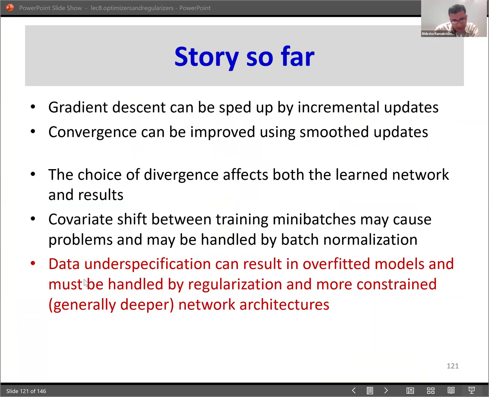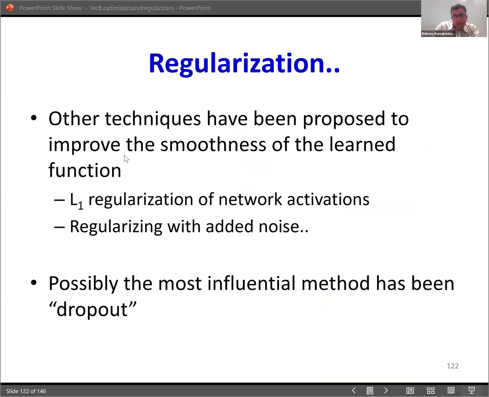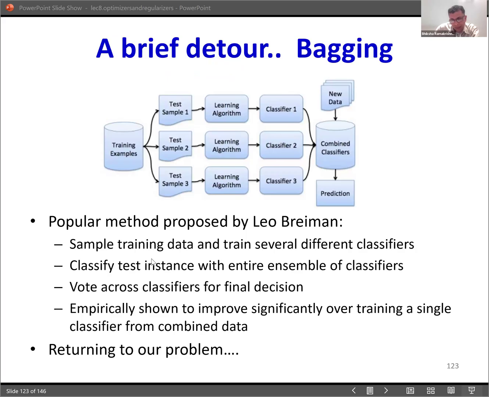So to add to our lessons, data under-specification can result in overfitted models and must be handled by regularization and more constrained, generally deeper network architectures. There have also been other techniques proposed to improve the smoothness of the learned function, like L1 regularization and regularizing with added noise. But possibly the most influential method has been dropout. Before we talk about dropout, it's useful to talk about another technique, bagging, which has been popular in the machine learning community for a very long time.